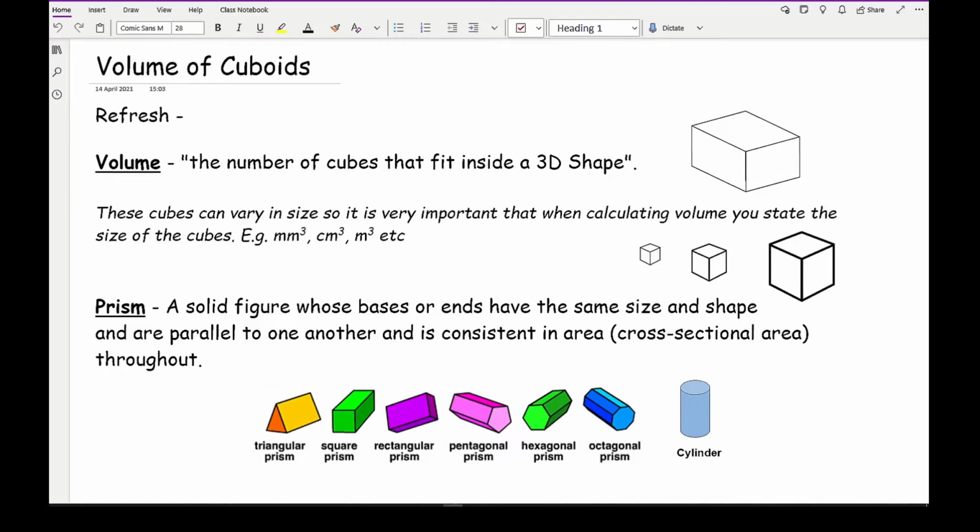So a triangular prism. Now the cross-sectional area of a triangular prism is a triangle because that is the main face that's consistent throughout. You can also have a square-based prism where you've got a square and it's just elongated in terms of length. You can have a rectangular prism, which can sometimes look like a square prism. It all depends on what face you are facing and deciding which two faces are parallel to each other. You can also have a pentagonal prism, a hexagonal prism, an octagonal prism, and you can also have a circular prism, which is more commonly known as a cylinder.